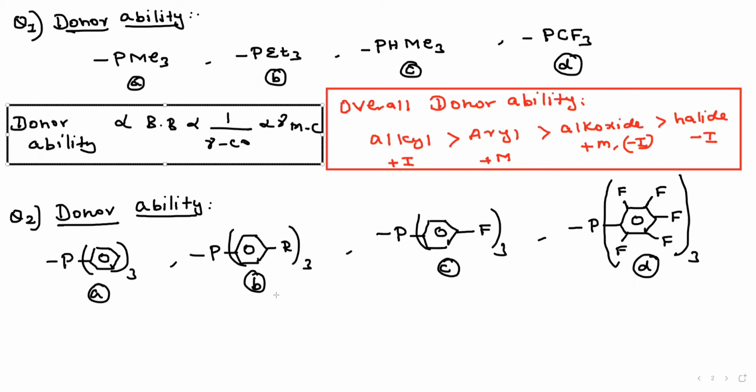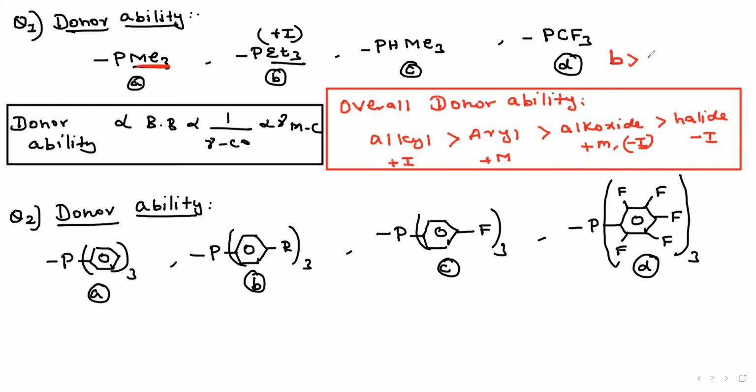Now see the first question. They are asking the donor ability. Which has more donor ability? Always the alkyl group. Now this is an ethyl group, this is a methyl group. Which has more plus I effect? This one. Therefore, which has more donor ability? B first, then followed by the ethyl group, methyl group.